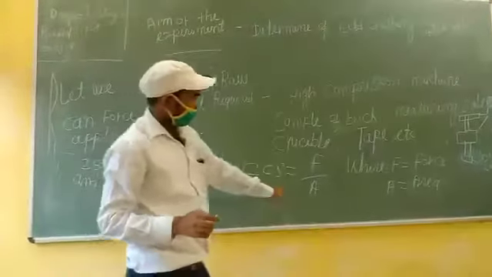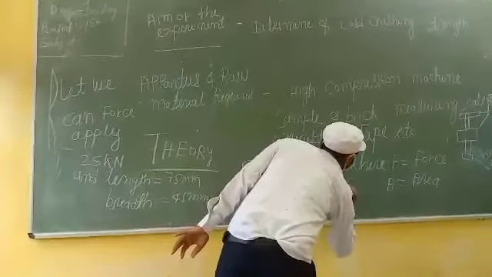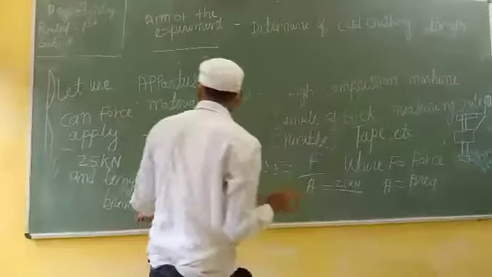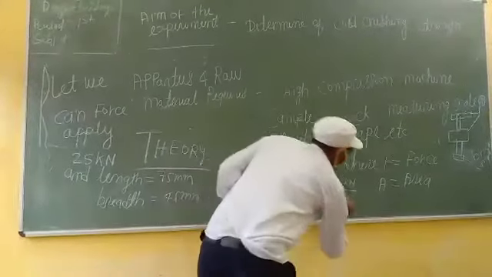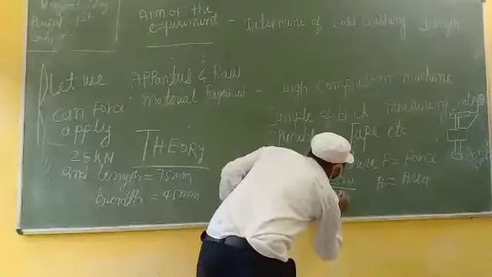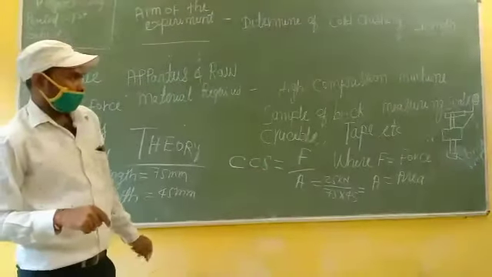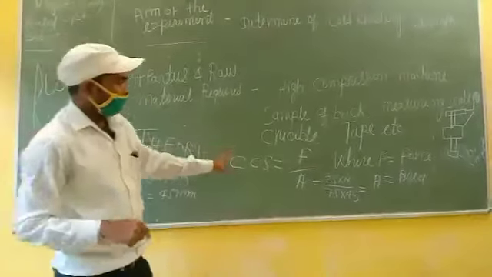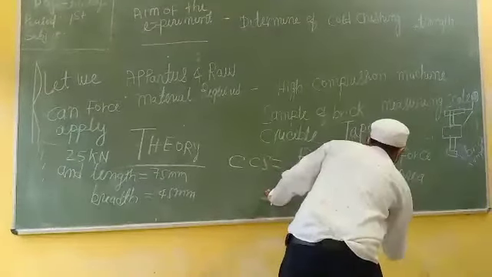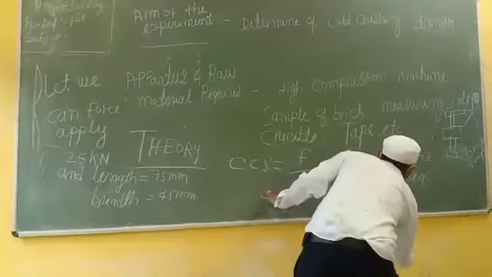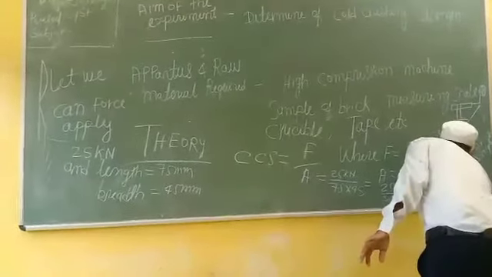Keep in formula. Force equals 25 kilonewton, and area equals length into breadth, 75 into 45. 25 kilo, that is 25,000 divided by 75 into 45, in kg per centimeter square.